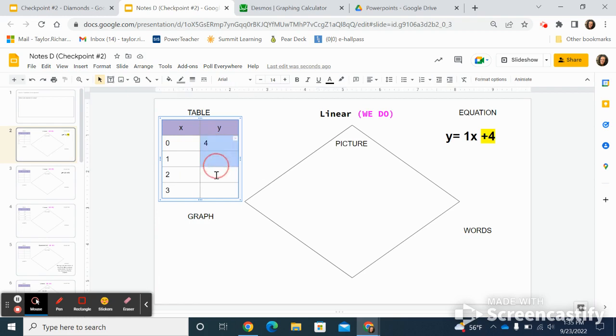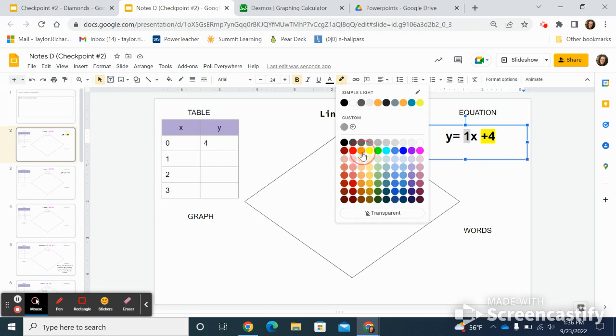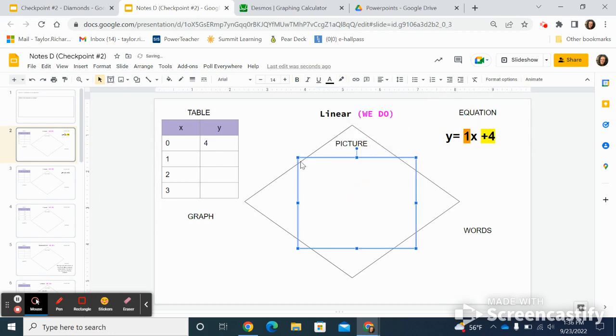Now, how I move the y values, I have to know what my rate of change is. How are my y values changing? Well, when you look at this equation, what number is in your rate of change spot, or what number is right next to x? So for us, that would be the number one. That is your rate of change. And it's a positive one. So that's telling you how your numbers are changing.